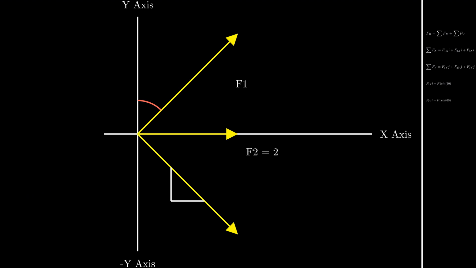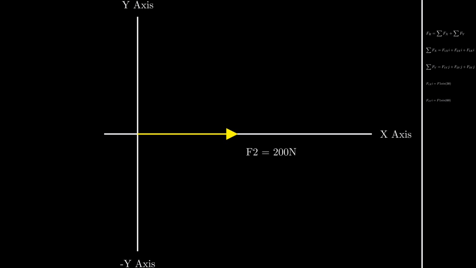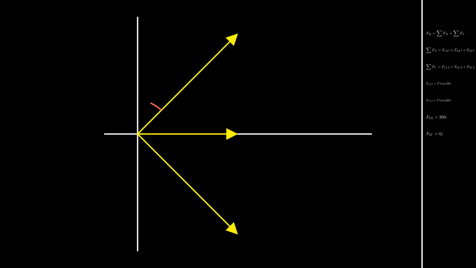Now we are resolving the F2 vector into its x and y components. The F2 x component is nothing but F2 itself, and its y component is 0, because the F2 vector lies completely on the horizontal x axis. So now we have resolved the F2 and F1 vectors into their components.